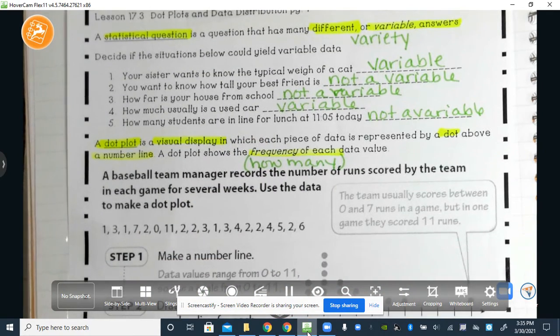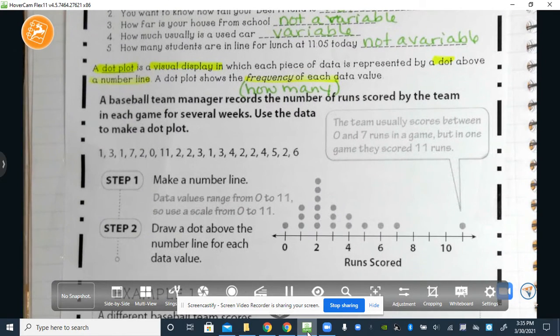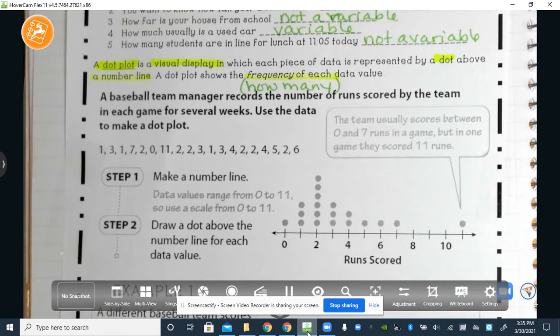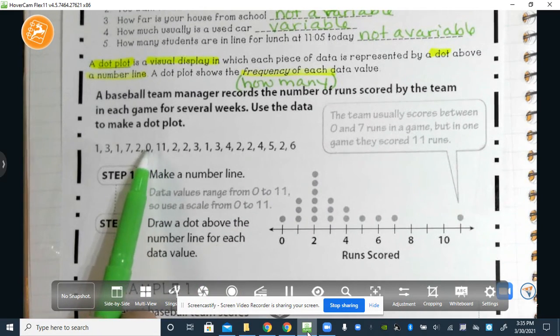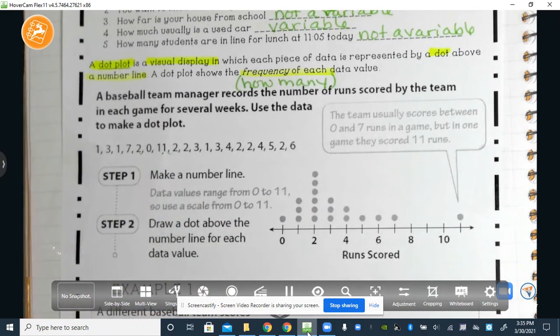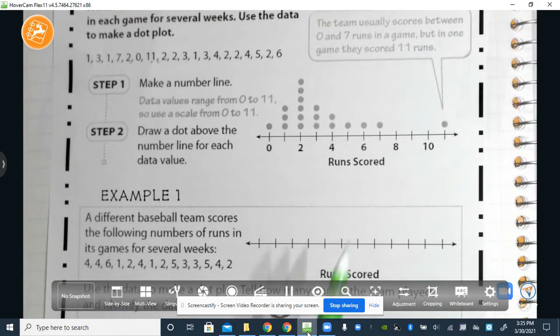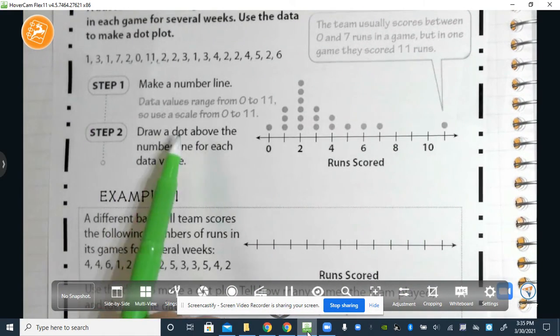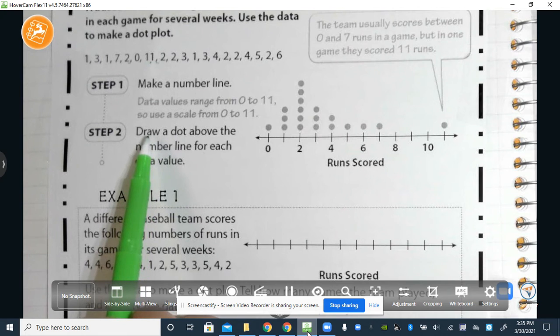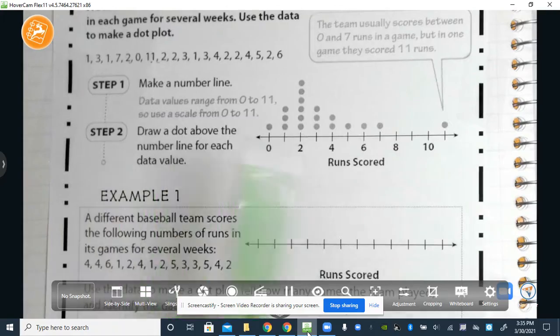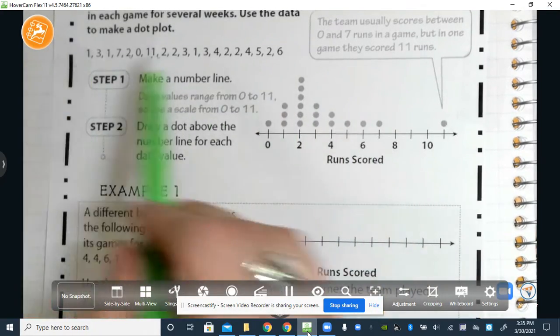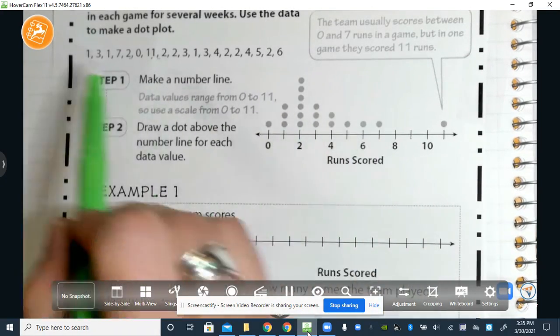So let's look here at our example. A baseball team's manager records the number of runs scored by a team in each game for several weeks. Use the data to make a dot plot. The first thing they did, before they even made a number line, was look at the data and say, well, it goes from 0 to 11, so my number line has to go from 0 to 11. And then they drew a dot above the number line for each data value. So if you look, for 1, they put a dot there.